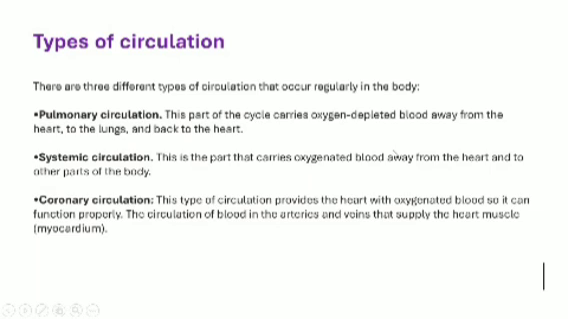Then coming to systemic circulation, this part carries the oxygenated blood away from the heart to other parts of the body. Coming to coronary circulation, the heart itself receives the blood. This type of circulation provides the heart with oxygenated blood so it can function properly. It is the circulation of blood in the arteries and veins that supply the heart muscle, the myocardium. Okay, clear? These are the types of circulation.